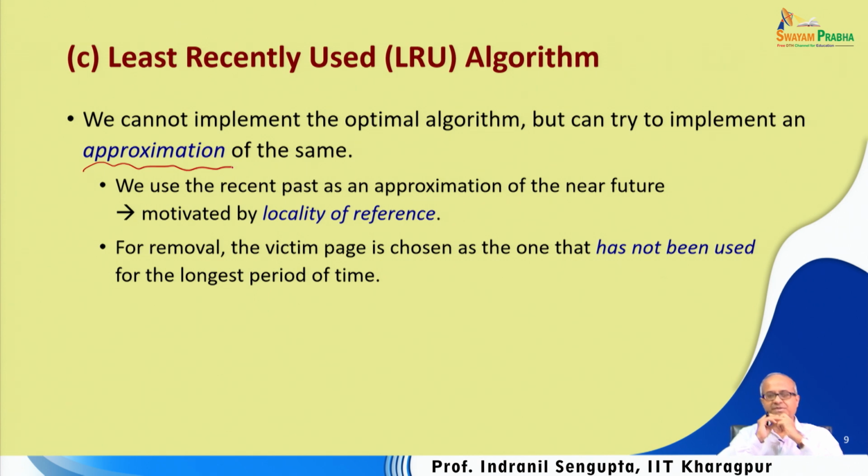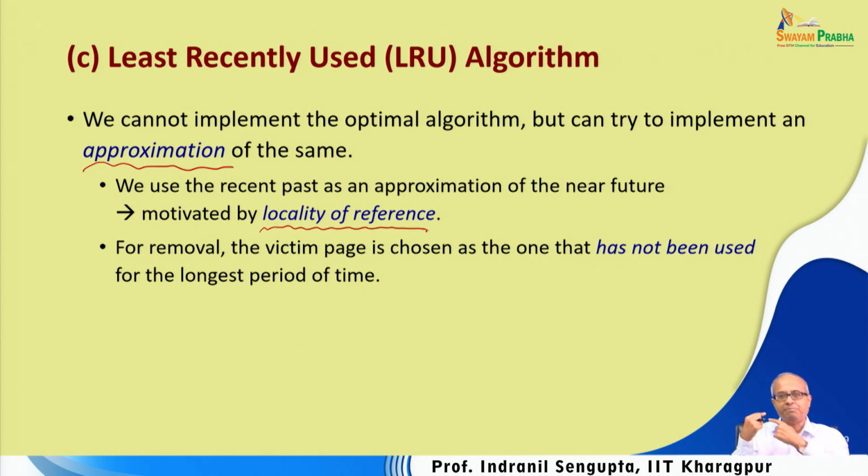See, just imagine you have to predict the future. So, what can you do? You can say that, well, I have seen the past, it happens like this, most likely it will happen in a similar way in the future also. That means you are using the recent past as an approximation to the near future. You say that the last 3 days there was rainfall, it is likely tomorrow also there will be rainfall. Something like this you are predicting, right? And this has been motivated by locality of reference.